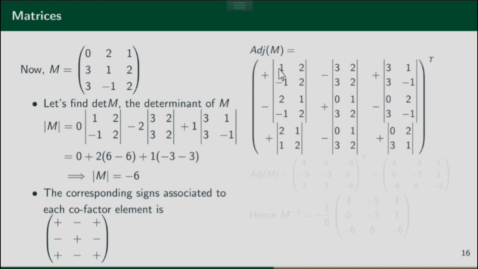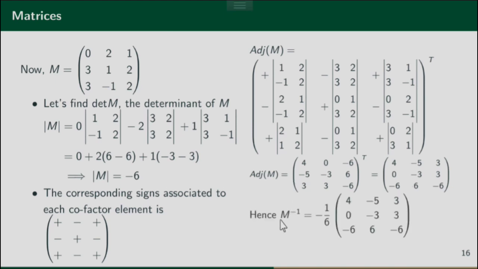We have already seen how to find the determinant of a 2 by 2 matrix. So you just multiply the elements of the leading diagonal minus the product of the elements of the non-leading diagonal. So doing the multiplication, I'll obtain this matrix. Now, finding the transpose of this matrix, which is interchanging the rows and the columns, the first row becomes the first column, the second row becomes the second column, and the third row becomes the third column. So this is the transpose of this matrix, and this matrix is the adjugate of M.